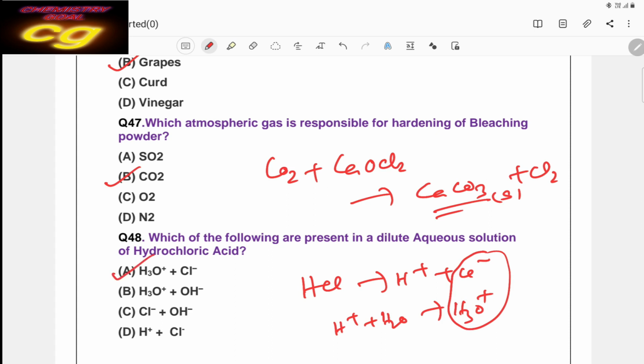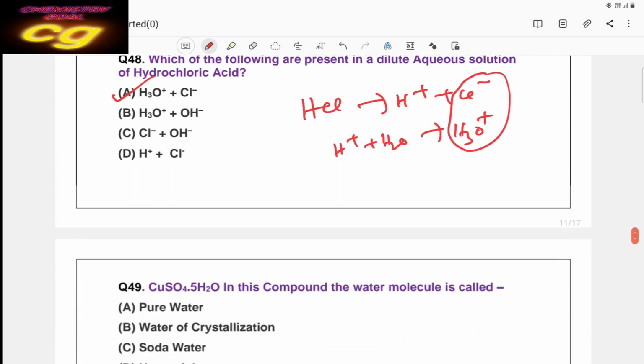So answer is A. So answer correct. Which of the following is present in a dilute aqueous solution of hydrochloric acid? Correct answer is H3O+ and Cl-.